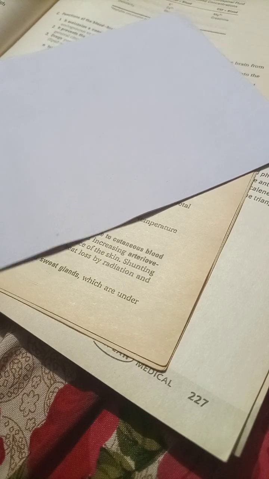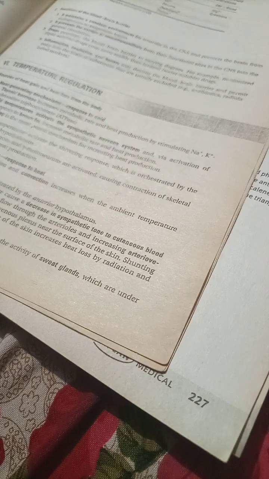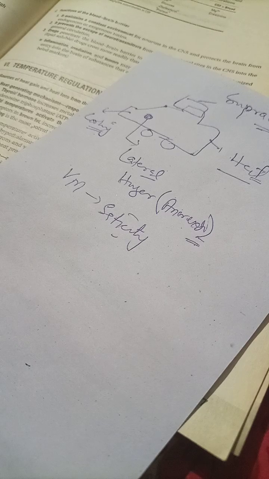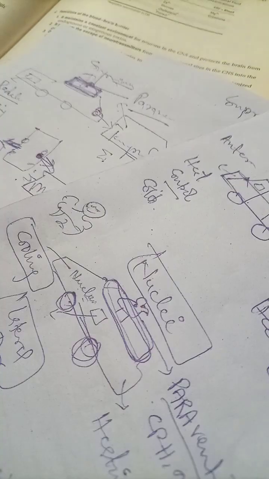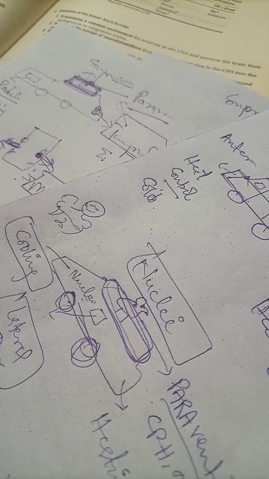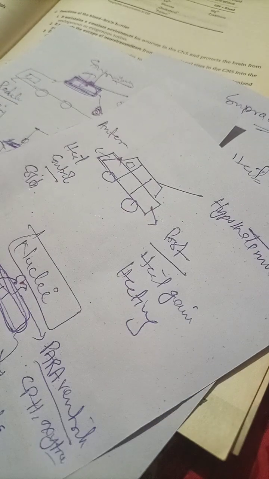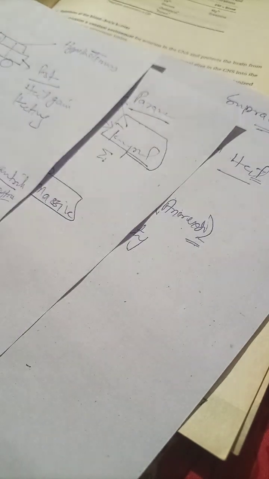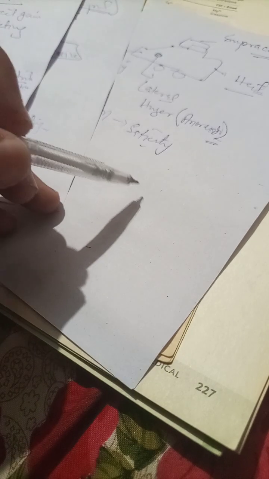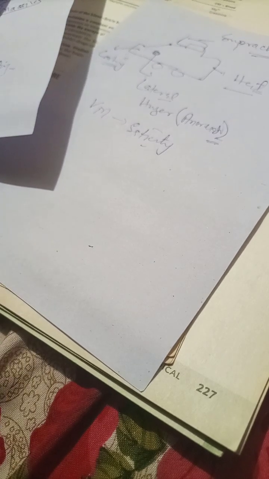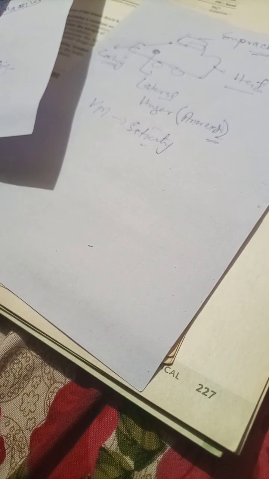Okay, so now we are going to look at some of the nuclei of the hypothalamus. I have arranged all of these points for the hypothalamic nuclei. The hypothalamus is a part of the brain. It has different nuclei like the anterior nucleus, posterior nucleus, supraventricular and paraventricular nucleus, mammillary bodies, lateral nucleus, and medial nucleus. These nuclei have different roles and functions in the body.